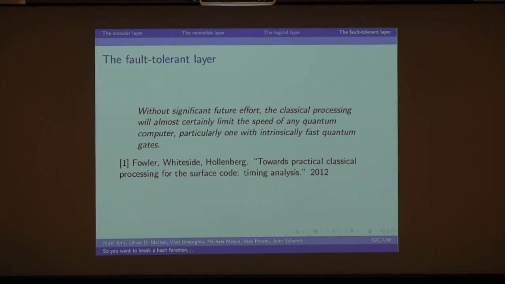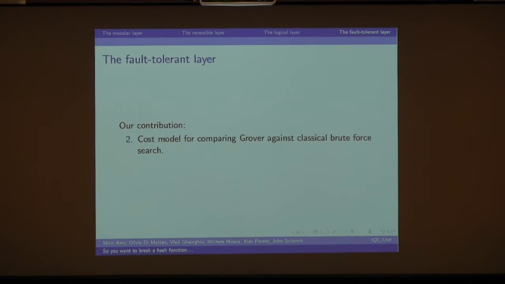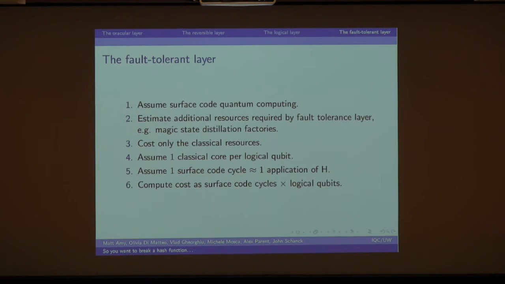Now we want to go one layer deeper. We want to look at the logical layer, the operations you can actually do on your quantum computer. So we take that high-level description of the algorithm and we compile it down to a universal gate set, Clifford plus T in our case. There are other options, but that's a common one. And then we optimize the circuit. You want to minimize the T count because the T gates are extremely expensive.